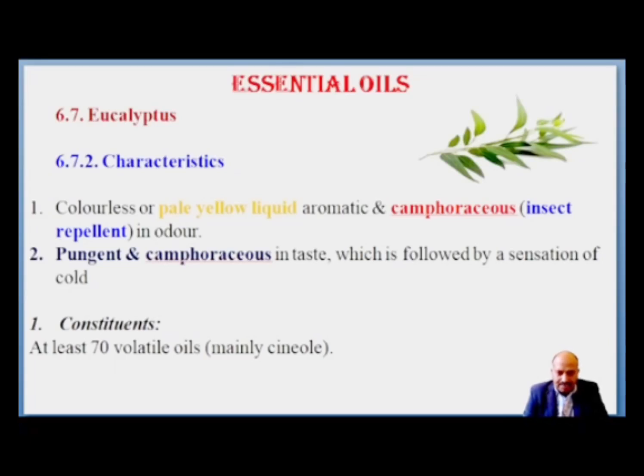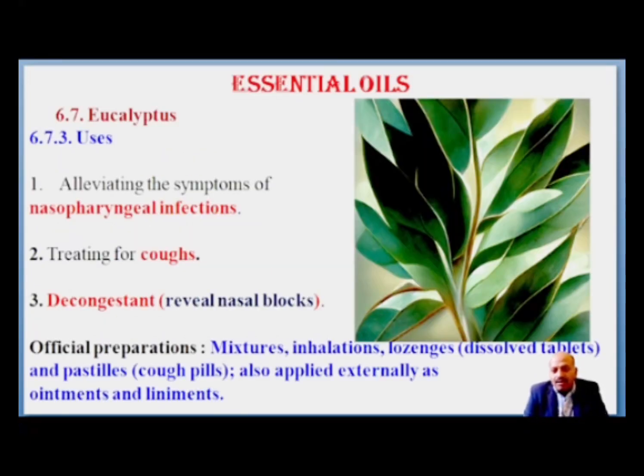Constituents: at least 70 volatile oils, mainly cineole, are present in these eucalyptus leaves. Coming to the uses, you can see the picture. This is another variety of eucalyptus leaves. From this picture, you can see the use is alleviating the symptoms of nasopharyngeal infections.